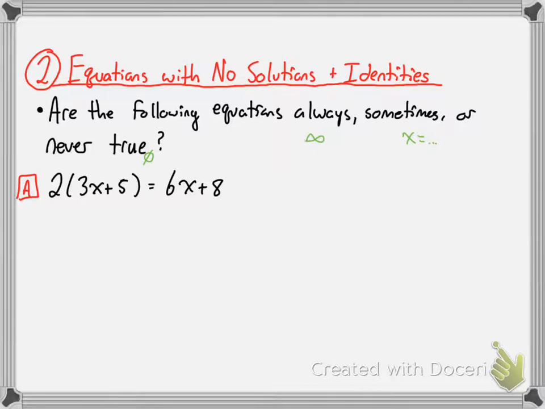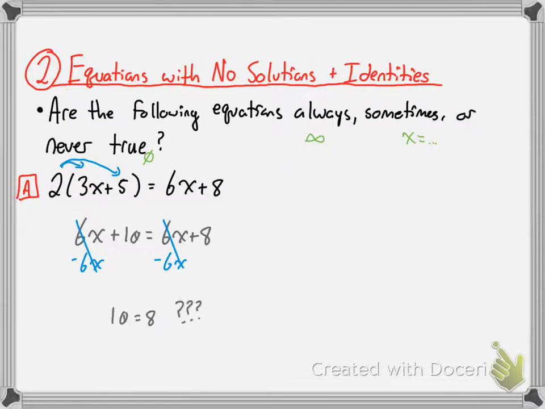Here I have 2 times (3x plus 5) equals 6x plus 8. Since I divided to get rid of the parentheses in the last example, here I'll distribute. So I distribute that 2 to both terms, and now I'm left with 6x plus 10 equals 6x plus 8. I'm going to subtract the 6x on both sides. They cancel out because they're on both sides of the equation. And I'm left with 10 equals 8, which is weird because obviously 10 and 8 are not equal to each other.